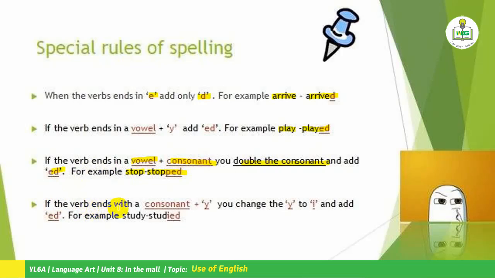Finally, if the verb ends with a consonant and the letter Y, you change the Y to I and add ed. For example, the word study. Study ends with the consonant D and the letter Y. So, in past simple tense, you change the Y to I and then you add ed. Studied.